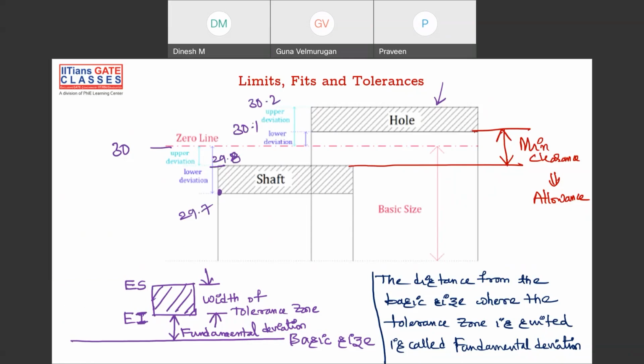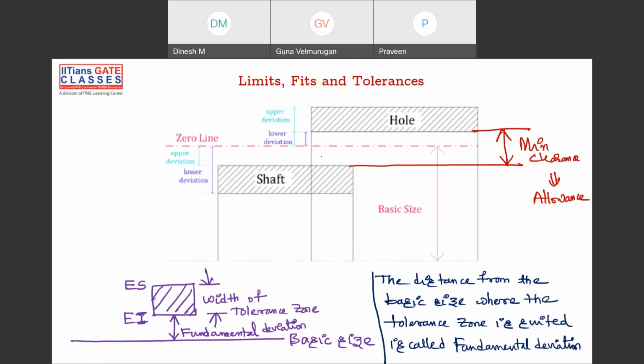You take any dimension of the hole in this width zone, and any dimension of the shaft, will it not fit? Is the shaft going to fit the hole or not? Yes or no? Any dimension between 30.1 and 30.2 you take as a hole dimension, and the shaft obviously is less, so obviously the shaft will fit into the hole, right? There is a different name for it, I'm not going to say that now.